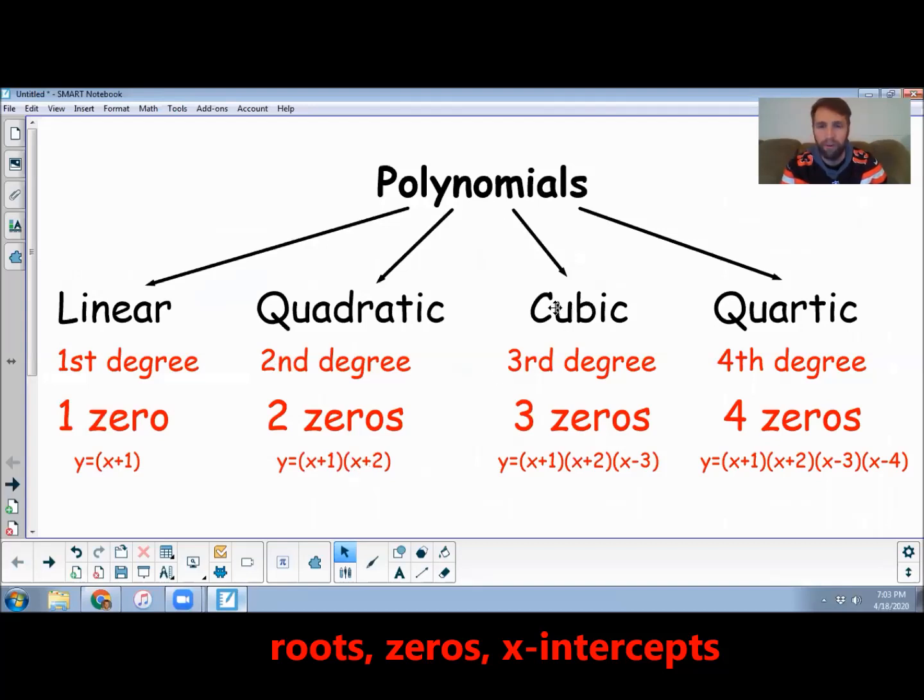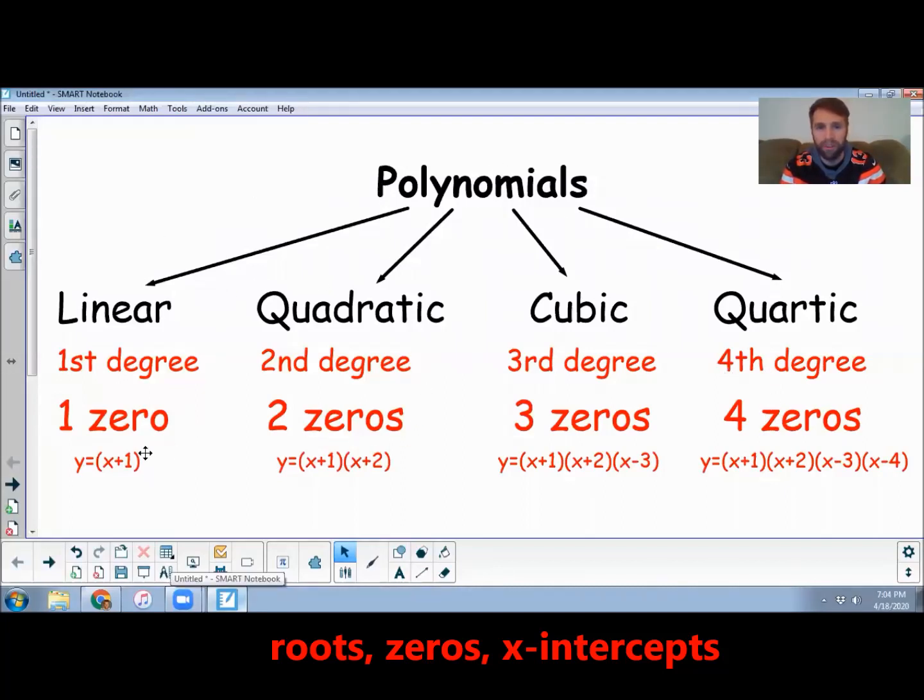A cubic, we've worked with things to the 3rd power before. That is a 3rd degree or a 3rd power. There's 3 zeros, we're going to see 3 x's. If I did multiply this problem out right here, that'd give me y equals x to the 3rd, and then some other stuff after that. And then we haven't learned this yet, but a quartic would be a 4th degree and a 4th zero.